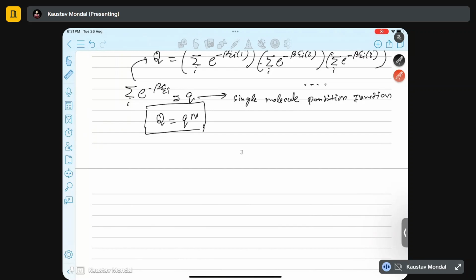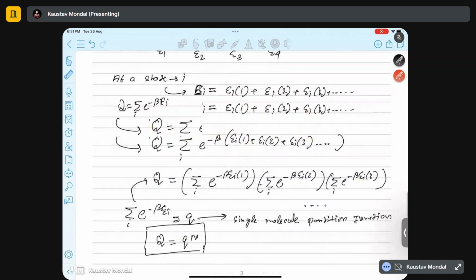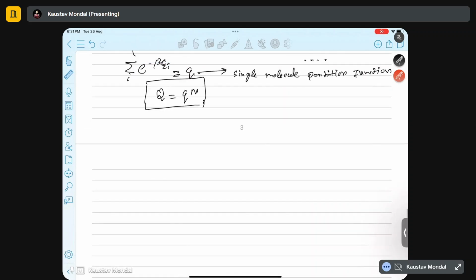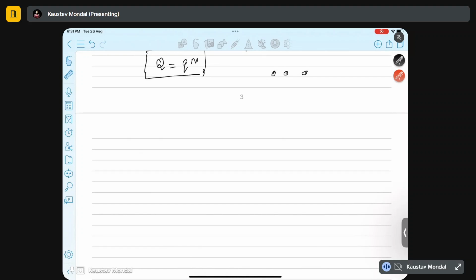This is for distinguishable particles. In this case the particles are distinguishable and independent, so we can distinguish each particle from the other. So this is for distinguishable, independent particles.